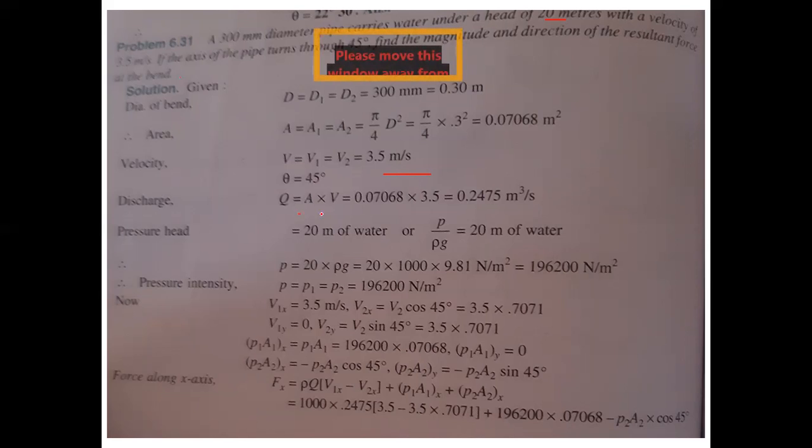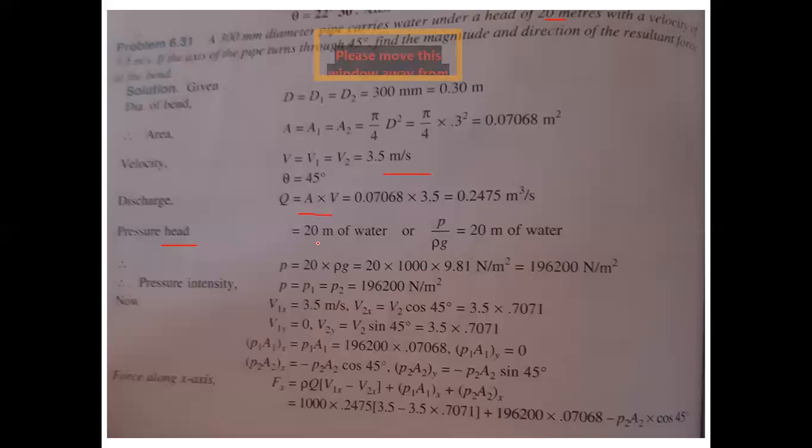Now, what is the discharge? Q is the discharge. So we have to find out the discharge. Q is equals to A into V. Therefore, applying these values, you are getting Q is equals to 0.2475 meter cube per second. Now, the pressure head is equals to 20 meters of water.